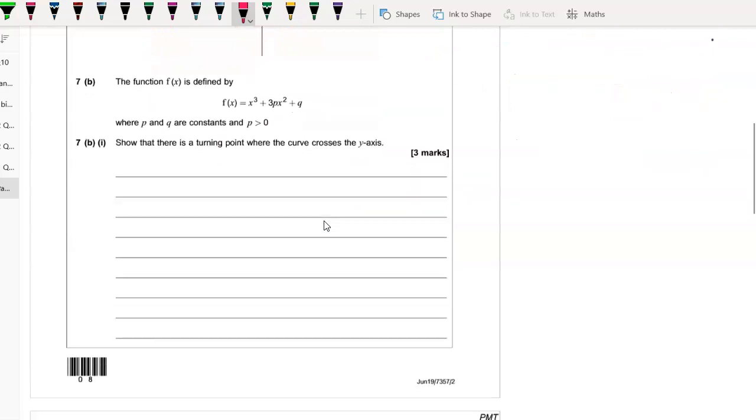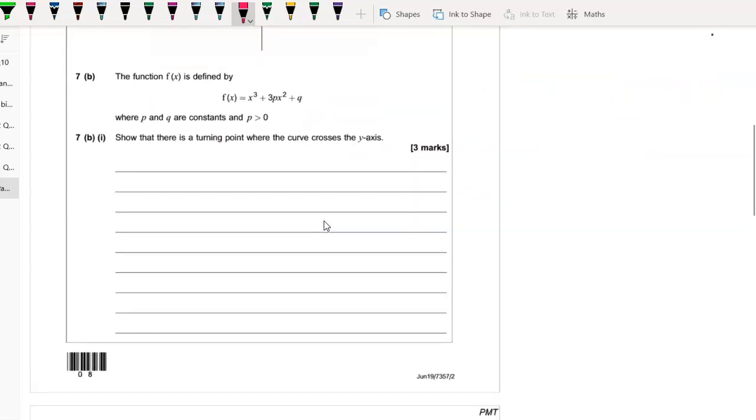Right, 7b, so we've got a positive cubic. P and Q are constants and P is greater than 0. That's going to be important, I would imagine. Okay, and show that there is a turning point where the curve crosses the y-axis. So straight away, a turning point is where dy by dx, or in this case f dash x, is equal to 0. Okay, at turning points.